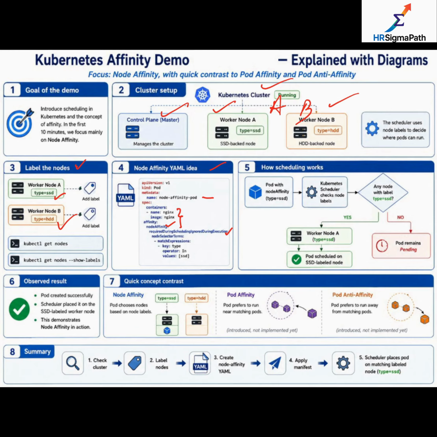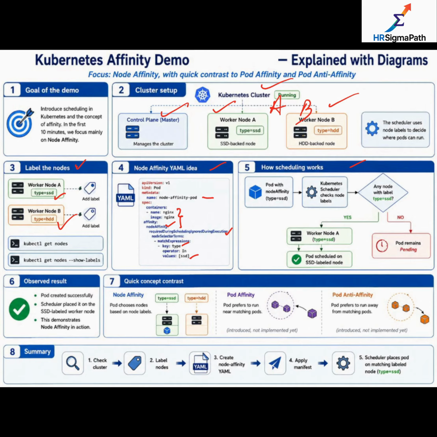Then we have defined the matching condition, which is key type, the operator is In, and the value is SSD. So this YAML simply says to schedule the pod only on the node where the label SSD is there. Now let us see how Kubernetes handles this YAML. Let us apply the manifest here.